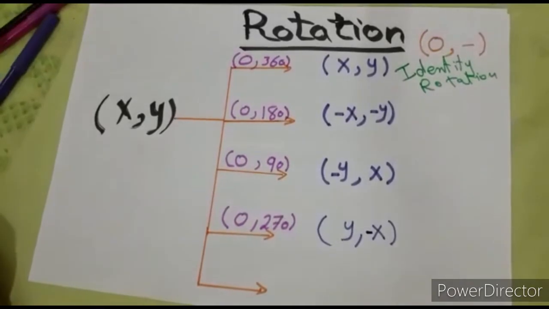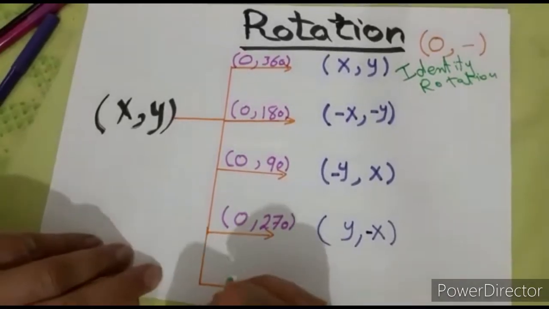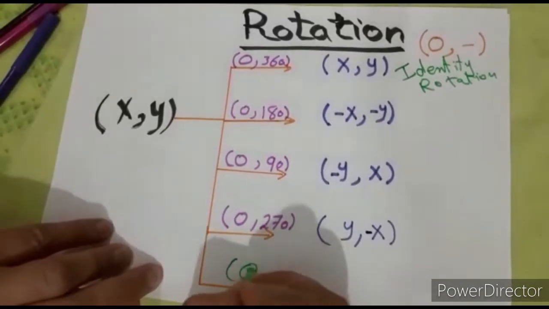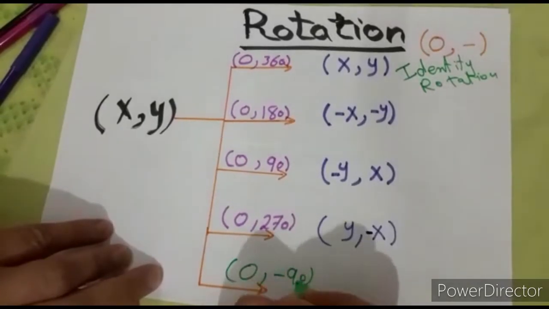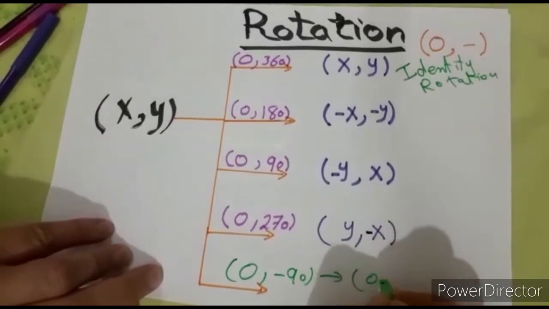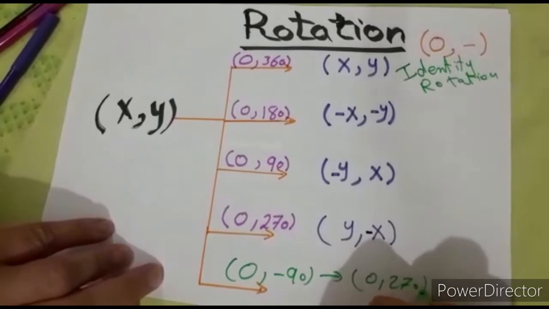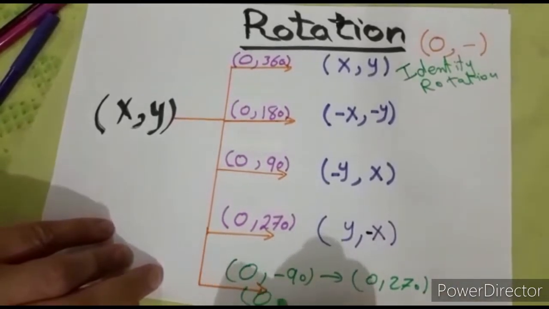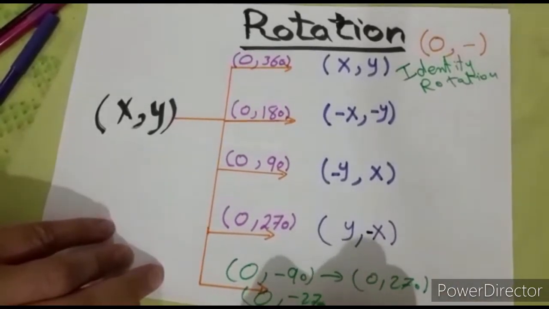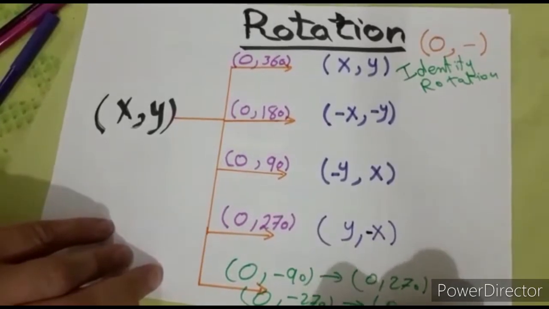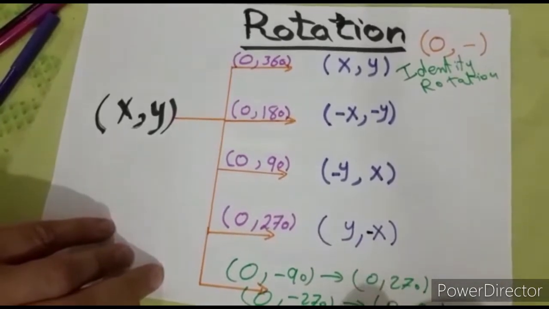Pay attention, please. When we say O and negative 90, it means O and 270. When we say O and negative 270, it means O and 90. Okay?